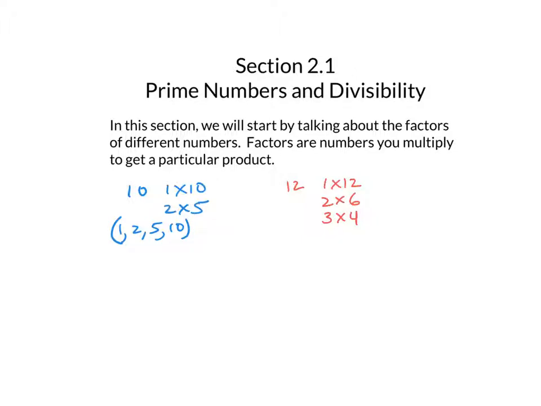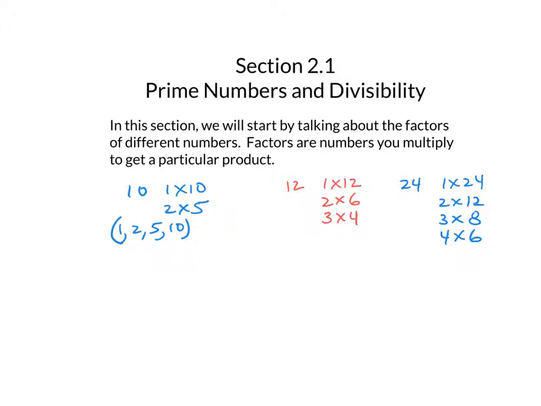Given the factors of 24, what are the numbers you can multiply together to get 24? Well, there's a few more. 1 times 24, 2 times 12, 3 times 8, and 4 times 6. So one aspect of this particular section is just figuring out the factors of all those different numbers.